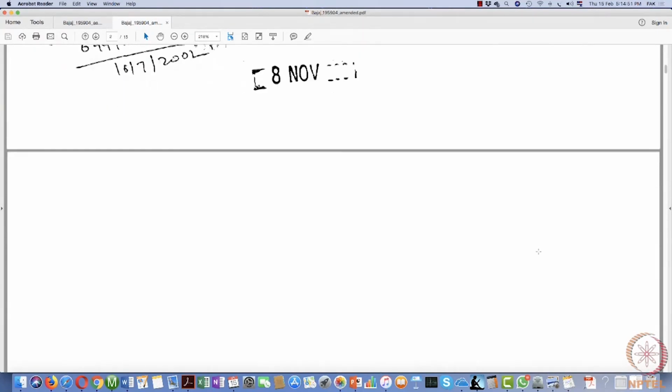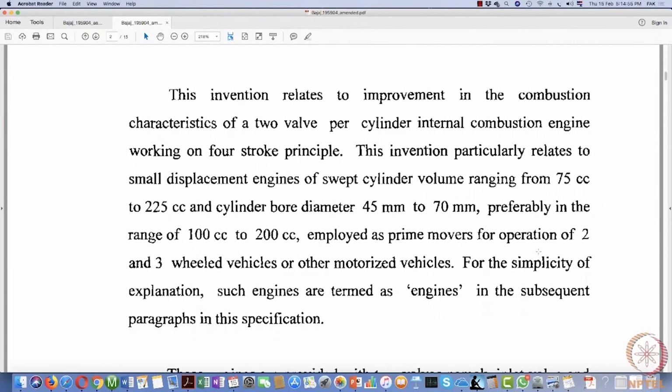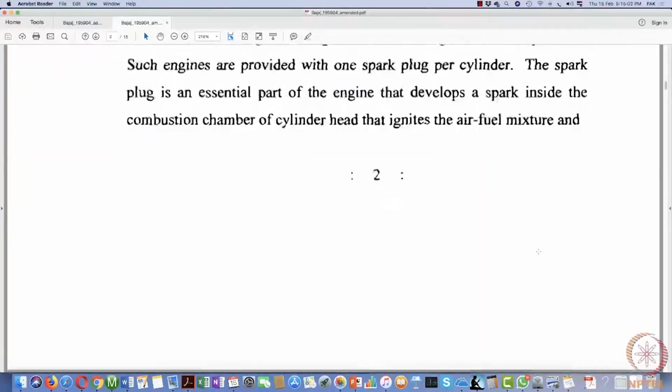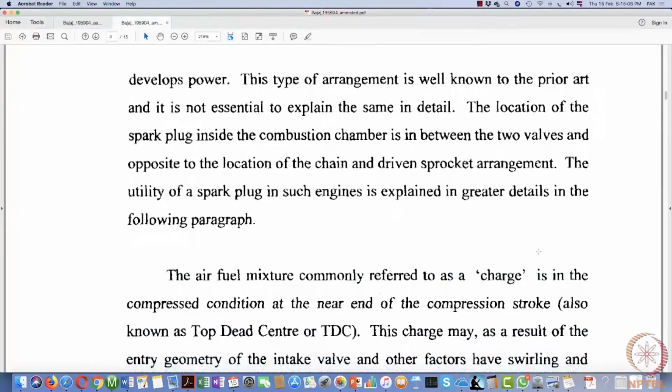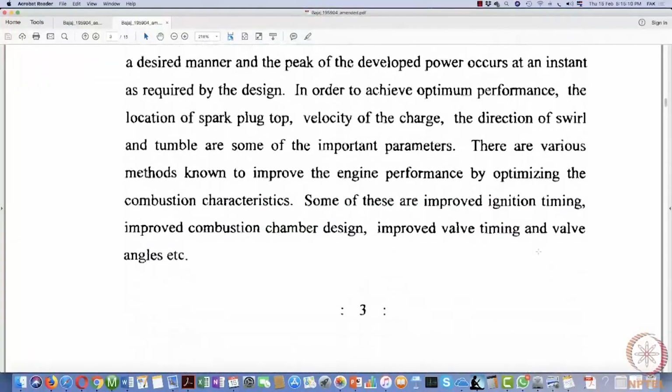Now the second page onwards, the invention starts. Now there is a description. Here you will see that this is an introductory statement. Then the art is described. In some patents you will find headings, but it's a general description.